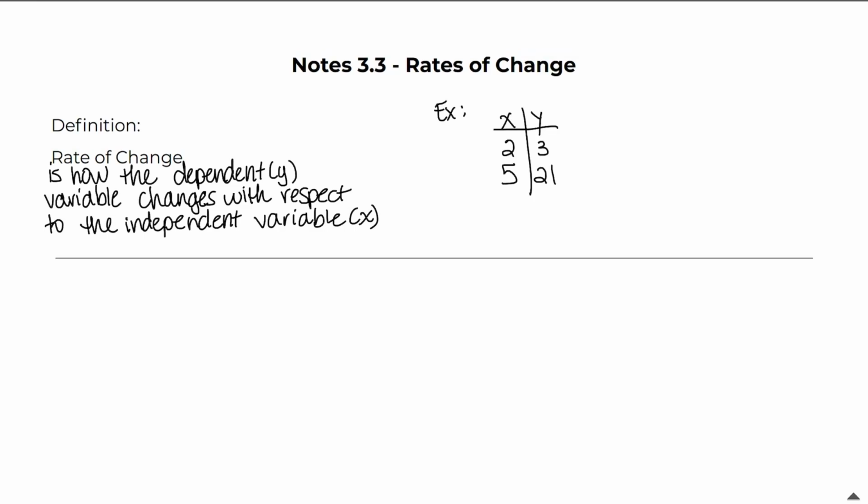So here we have some coordinates. We've got the point (2, 3) and the point (5, 21). So this is like a coordinate, but we put it in a chart. And we want to see how the dependent variable right here is going to change. So I want to know how much it's changing by. So here we can say that this is changing from 3 to 21. It's going up by 18. So the change here is 18. We say positive 18. And this is called the rise, okay?